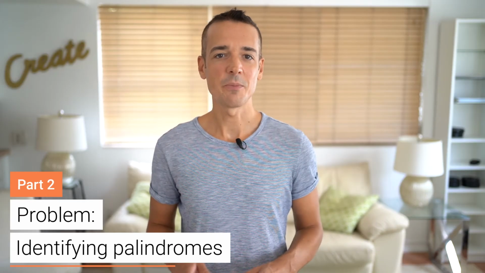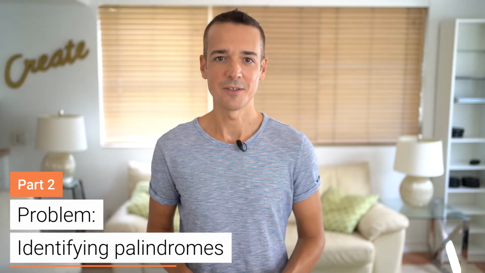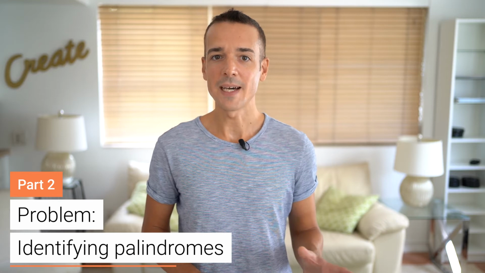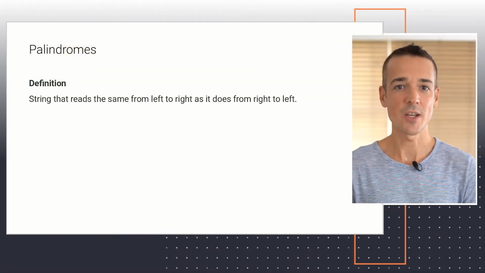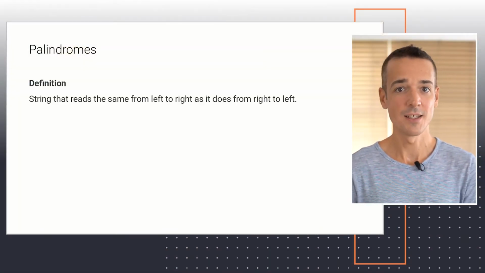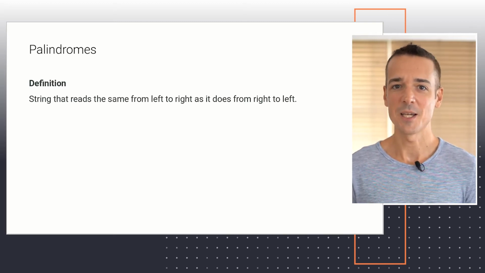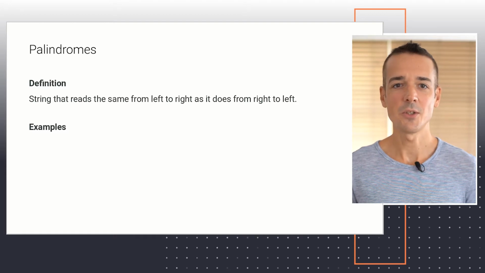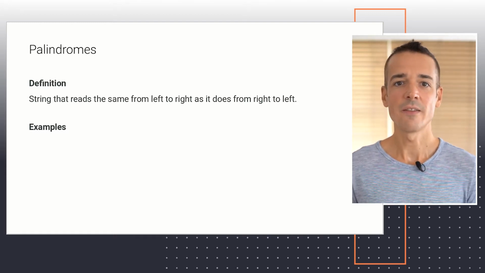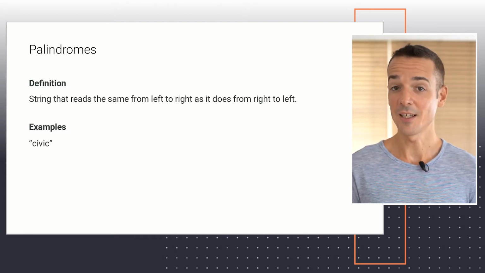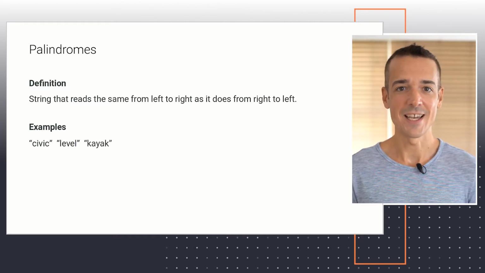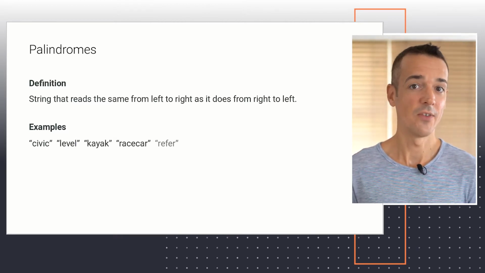Now it's time for you to practice the design of our recursive function. For the following problem, I'd like you to work on a function that identifies whether a given string is what we call a palindrome. We can define a palindrome as a string that reads the same from left to right as it does from right to left. Or in other words, the string is symmetrical. Here are some examples of words in the English language that are palindromes: civic, level, kayak, race car, refer.